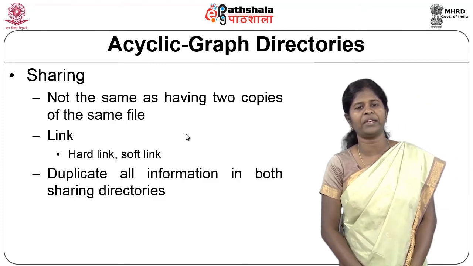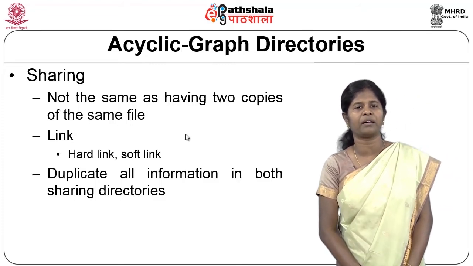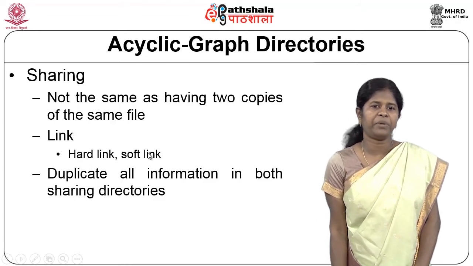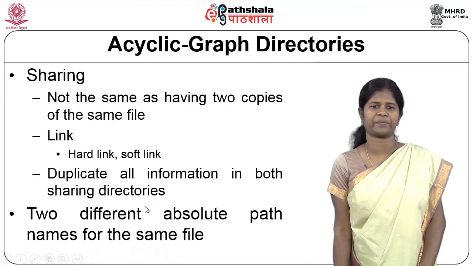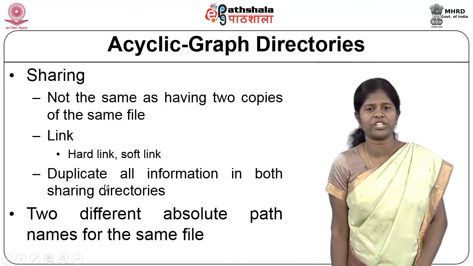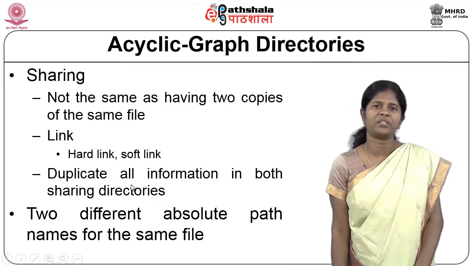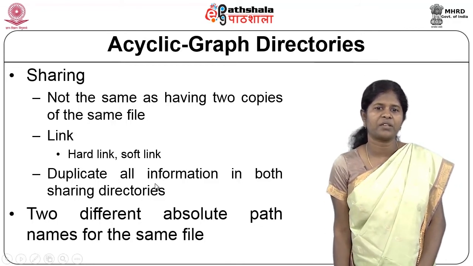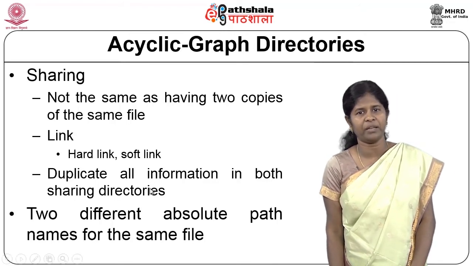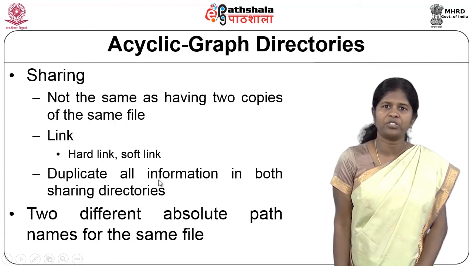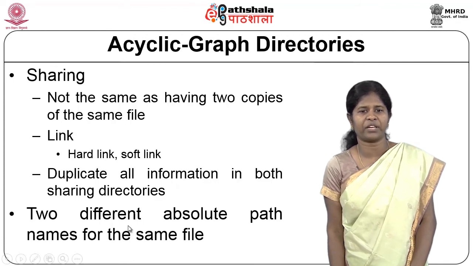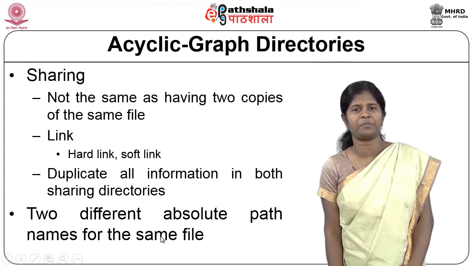This can be implemented by having links. Links can be hard links or soft links. Or, in the worst case, you can duplicate all the information in both the sharing directories, but in that case you need to take care of consistency. If an update is done in one directory, then that should be immediately made known to the other directory as well. As I told you, in acyclic graph directories, it is possible to have two different absolute path names for the same file.